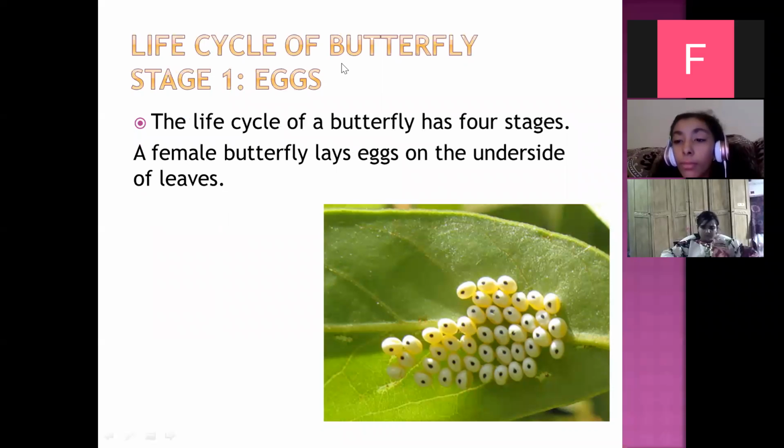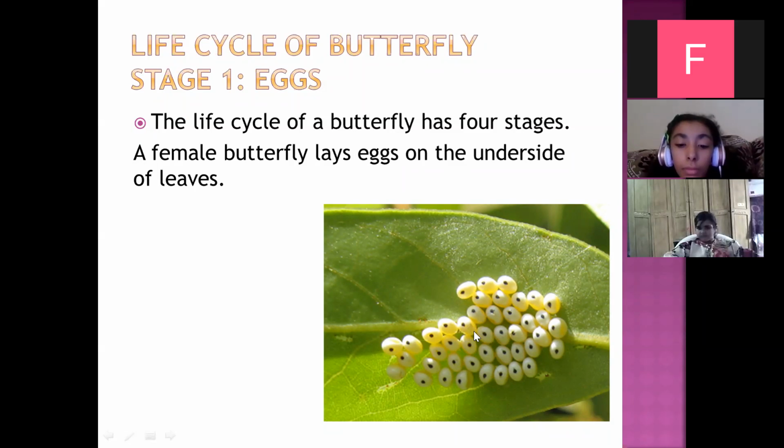What is the life cycle of a butterfly? The life cycle of a butterfly has 4 stages. Okay, students? And stage number 1 is called the egg. So you can see over here that a female butterfly lays eggs on the underside of the leaves, and always a female butterfly lays so many eggs at a time on the underside of a leaf.